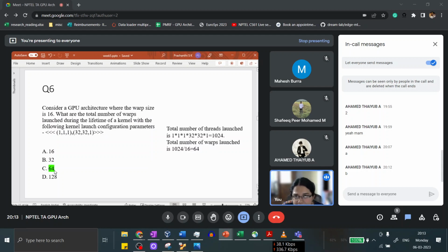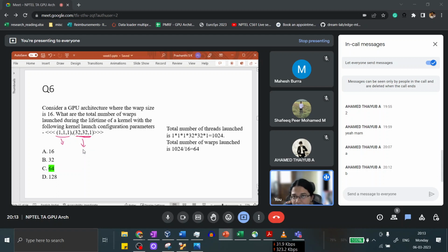The answer is 64. So let's see how we get to that. So as usual, to get the total number of threads for this kernel, remember that this is the number of blocks. Multiplying these three gives you the number of blocks, and multiplying these three gives you the number of threads per block. So the blocks and per block get cancelled, and all you are left with is the total number of threads.